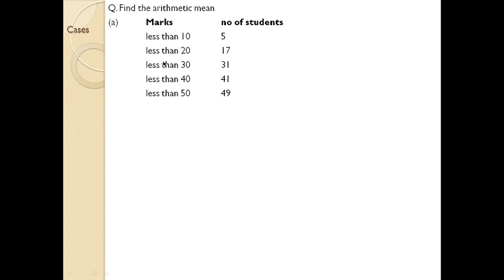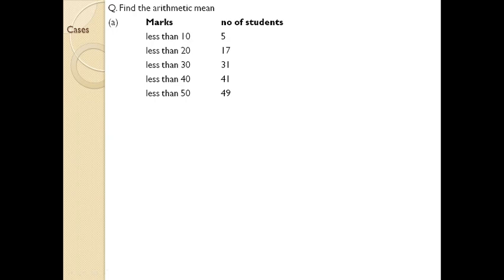Here it is less than 20. So less than 20 means anything that is less than 20 has to come in here. But before that it is said less than 10. So the class will be 0 to 10. Here it will be 10 to 20. This is how you have to find the class whenever a case like this is given.